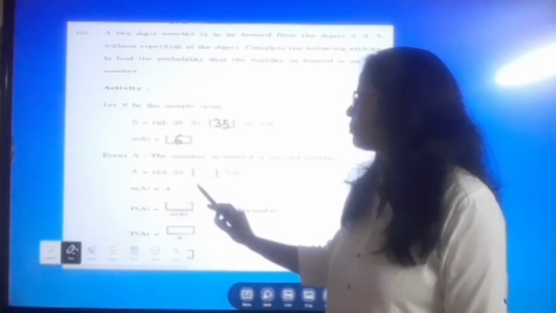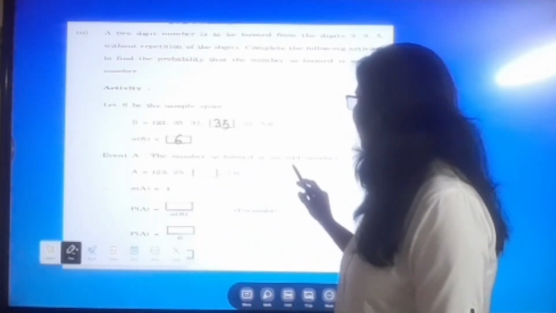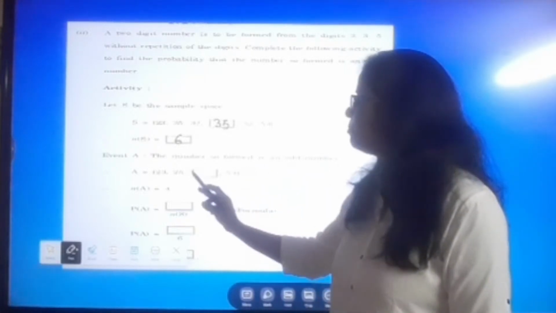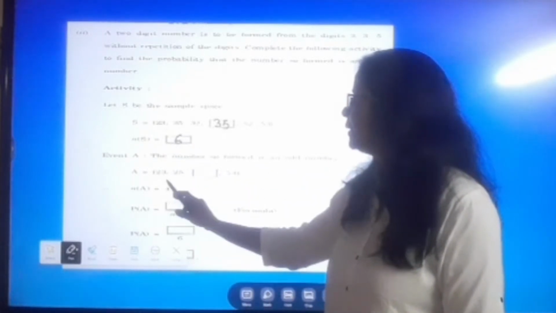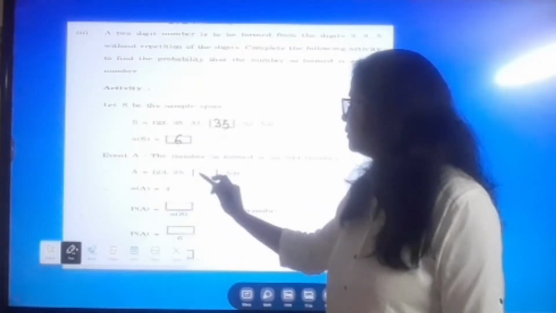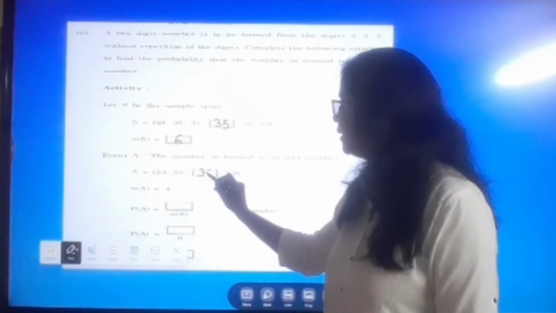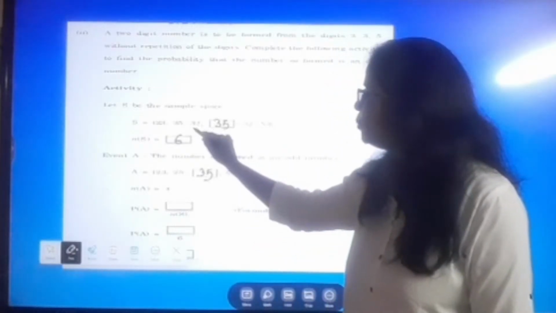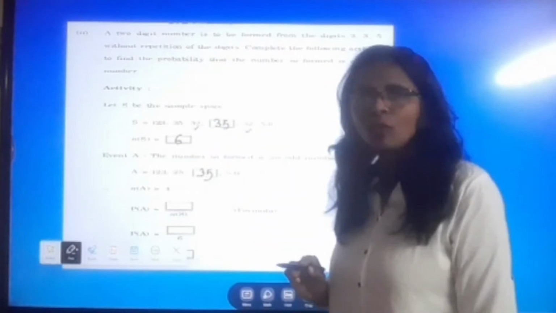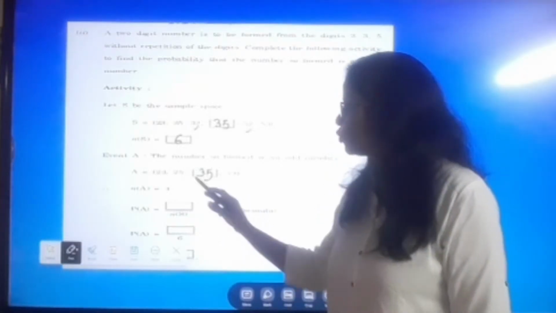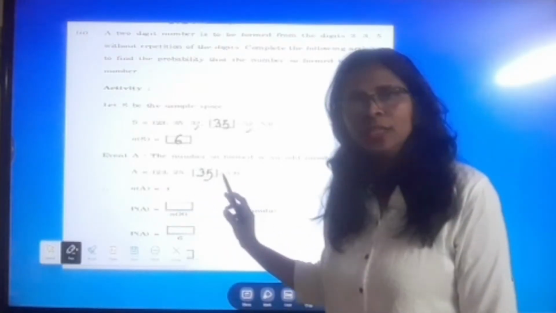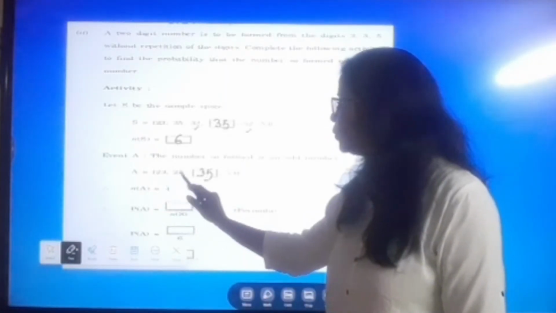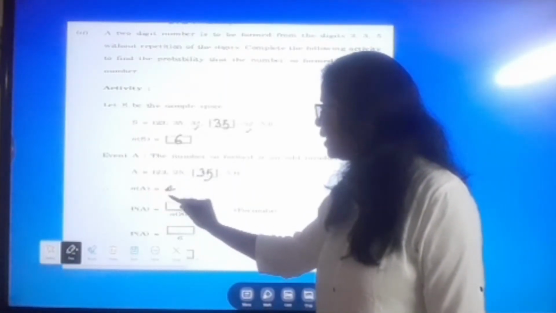Now let A be the event that the number so formed is an odd number. So the odd numbers from the sample space are 23, 25, 35 and 53. The even numbers 32 and 52 we do not take in this event. So n(A) = 4.